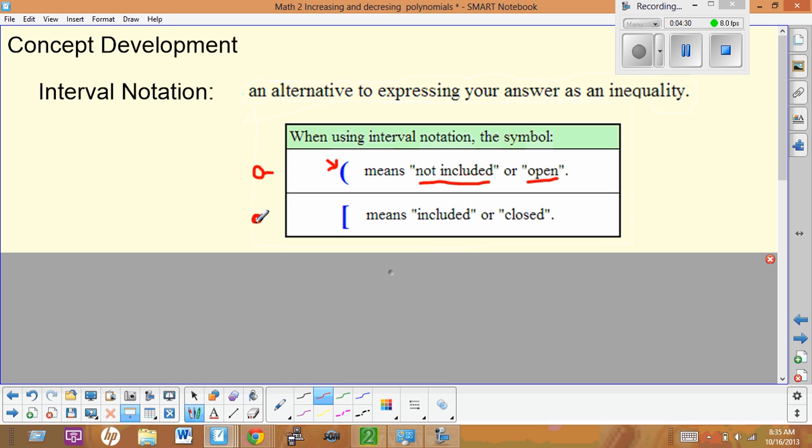Closed dot on the number, put some arrows there so we can see what we're doing here. A closed dot on the number meant included, means the number is in the set, so we're going to use a bracket on that one. So these two are identical, they mean the same thing.